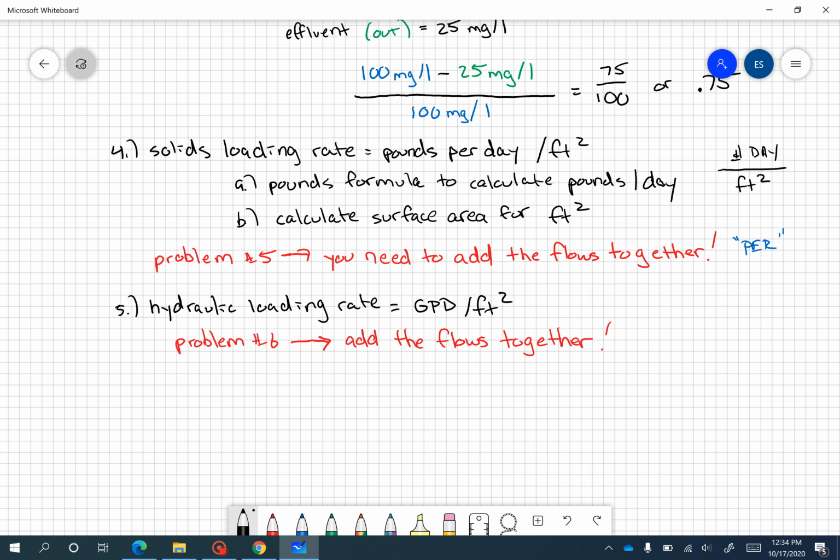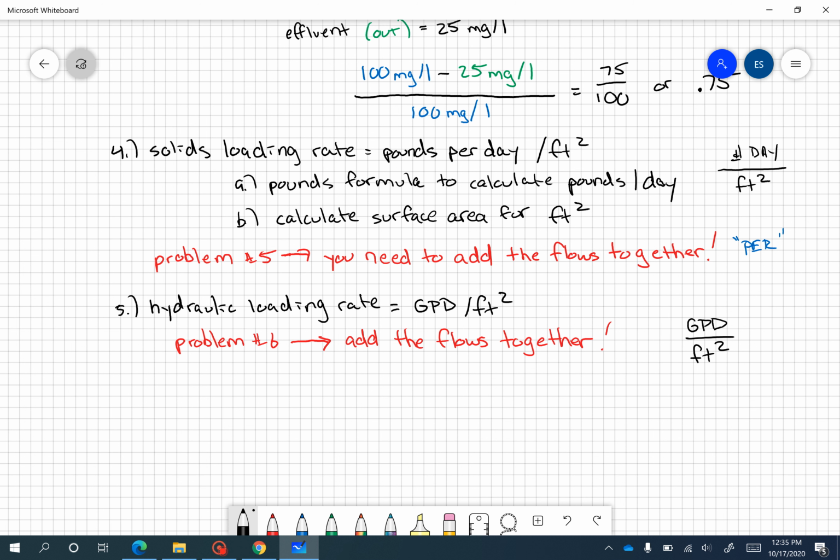And while we're talking about that sort of problem, you also have in problem number 6 a hydraulic loading rate question, which is going to be gallons per day per square foot. So again, calculate the gallons per day. That goes on top. And then the surface area in square feet goes on the bottom for one last division problem. And I'll give you a hint in this question. You need to add the two flow rates that were given to you together.